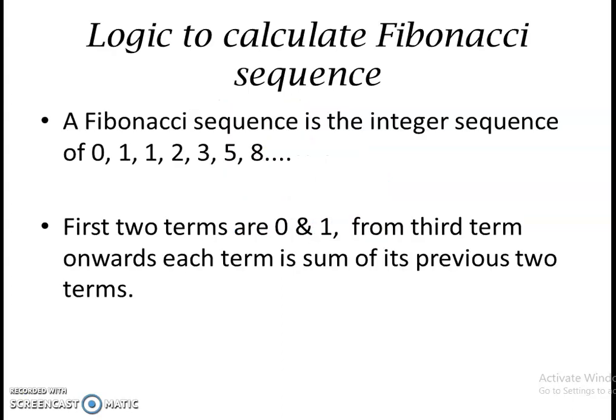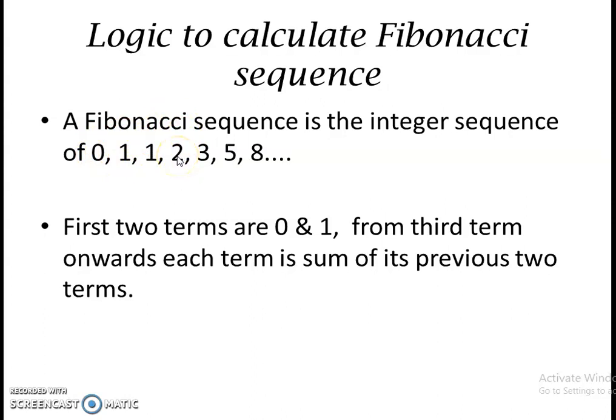Now let's understand another logic to calculate Fibonacci sequence. So any sequence of this kind is known as Fibonacci sequence. So here 0, 1, 1, 2, 3, 5, 8 and so on is the Fibonacci sequence. So in this sequence, first two terms are 0 and 1, and next term is calculated as sum of previous two terms. So here you can see third term is sum of first and second term, that is 0 plus 1 is 1.